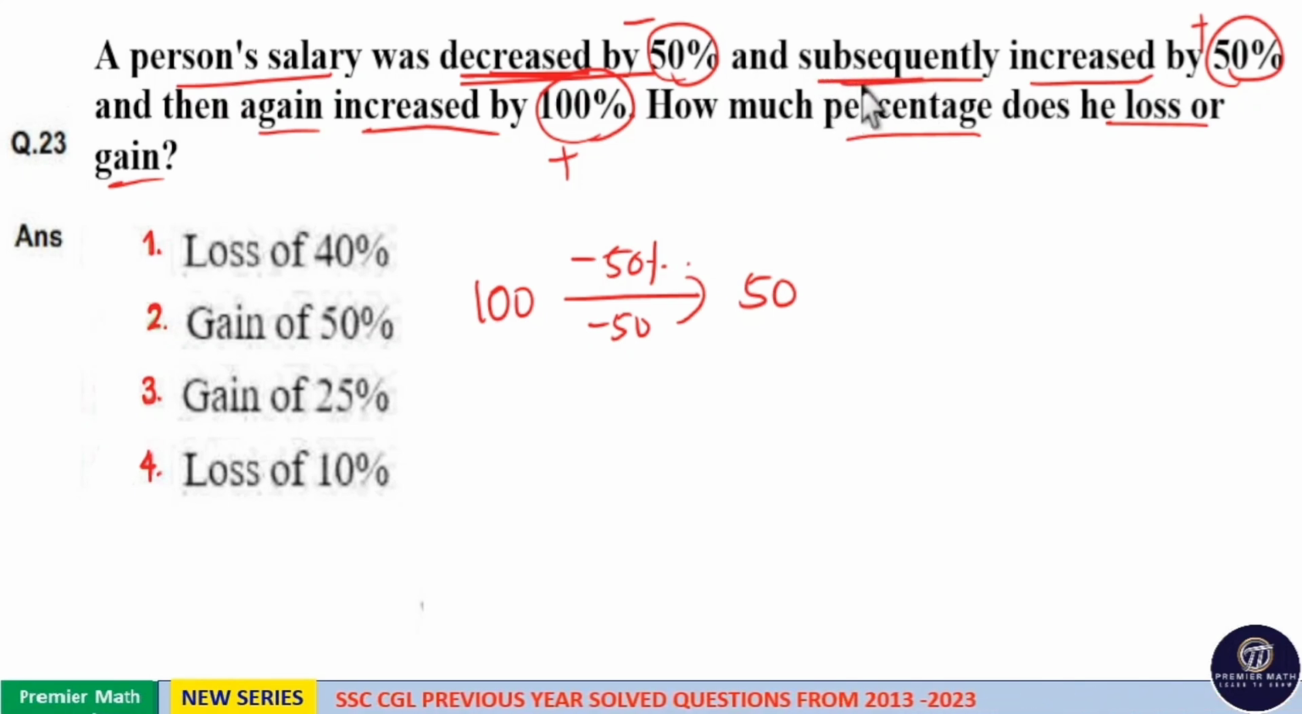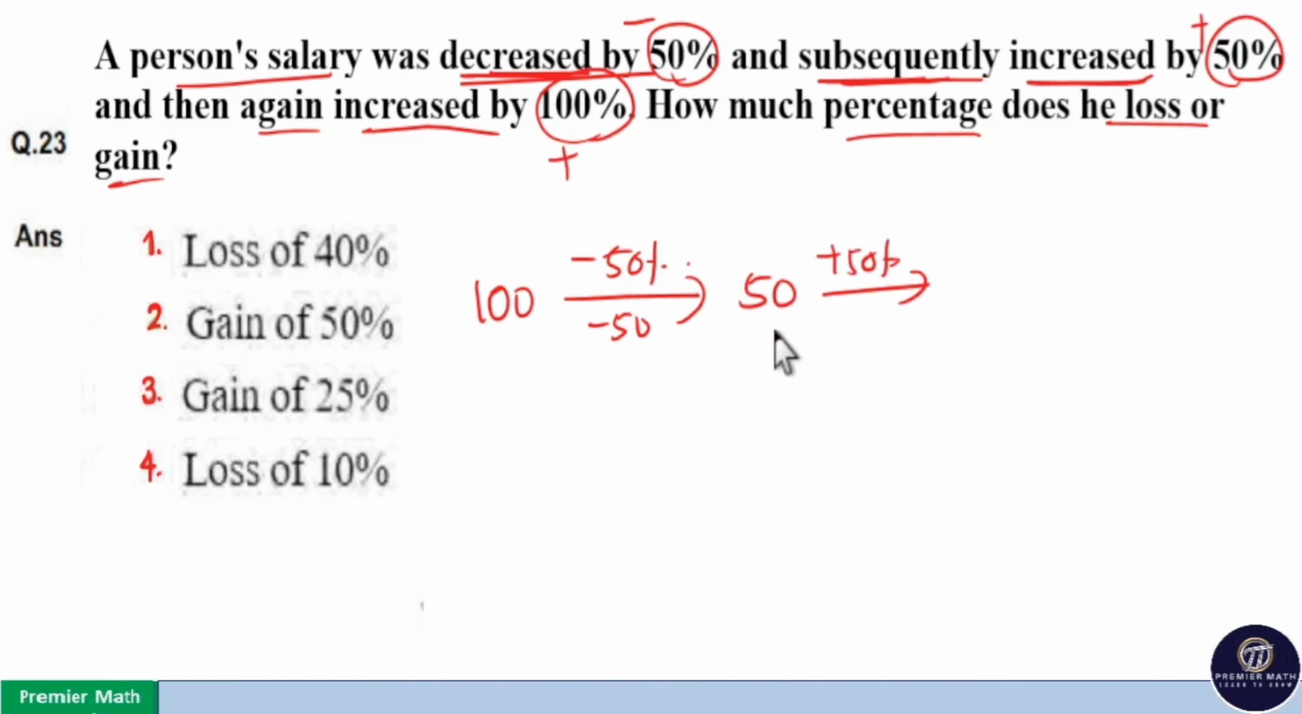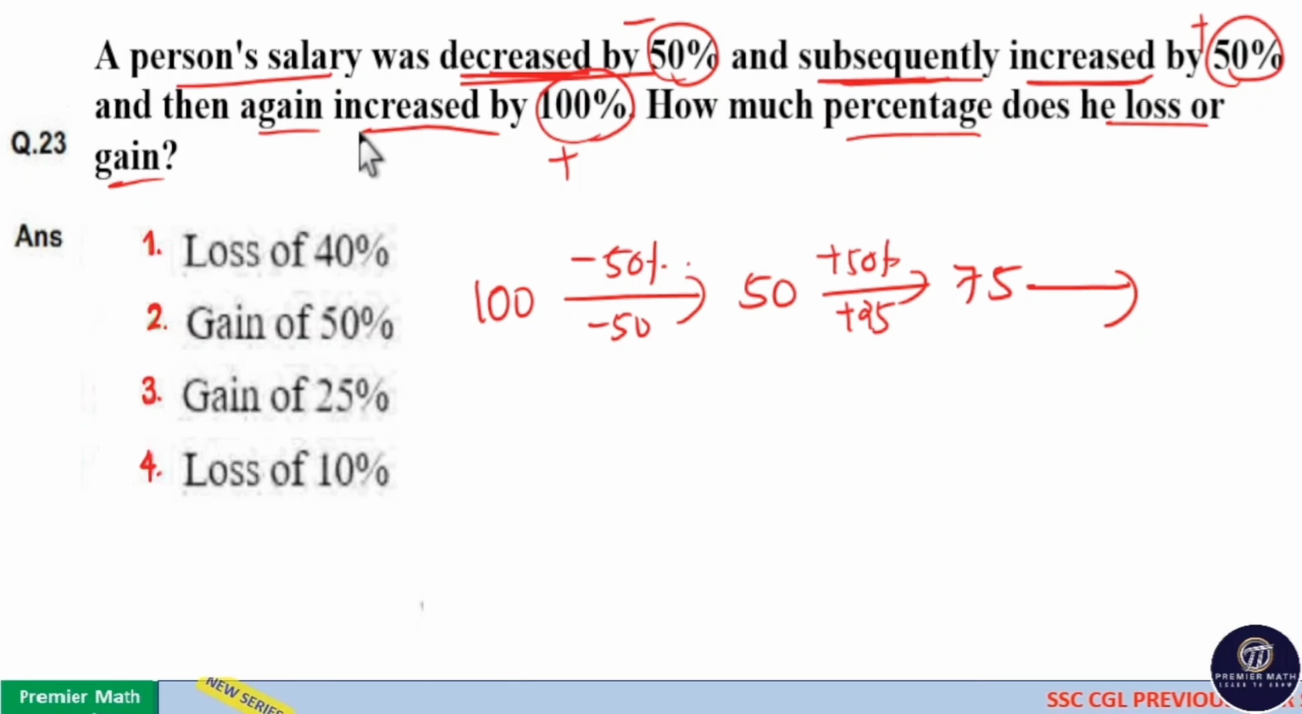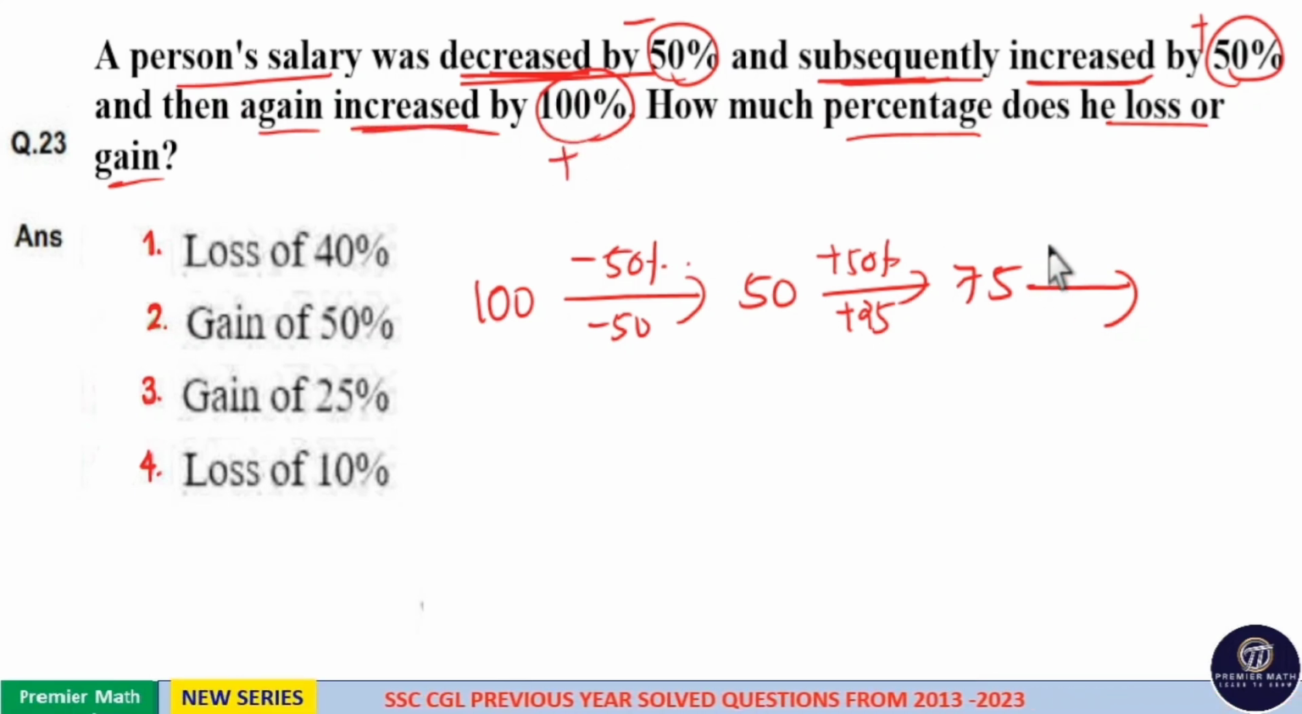Now again this is increased by 50%. Now 50% increment on this 50 means 50% of 50 is equal to 25 rupees. So 50 plus 25, 75 rupees is the current salary. Now again this 75 is increased by 100%. 100% increment on this 75 means 100% of 75 is 75 rupees. So 75 plus 75, 150 rupees is the final salary.